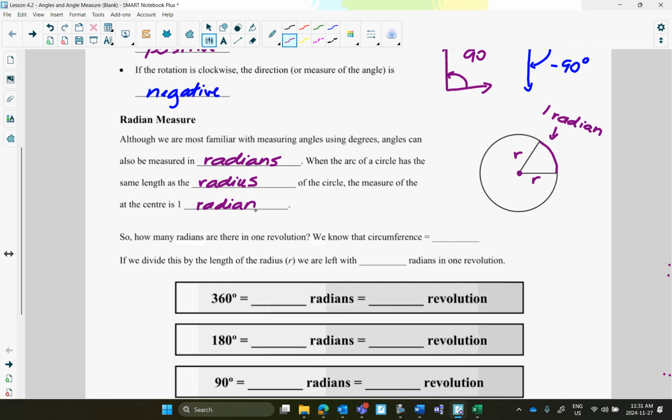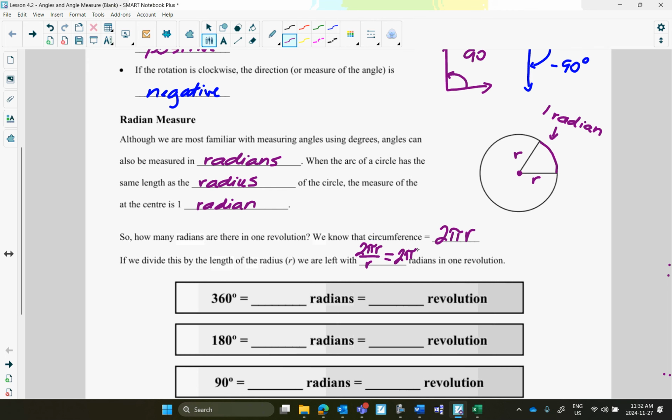But here's how we can get it exactly. How do you find the circumference of a circle? What's the formula? 2 pi r. And how many r's are in 2 pi r? Well, we divide. How many radians are in 2 pi r? We divide this by this. There's 2 pi radians.